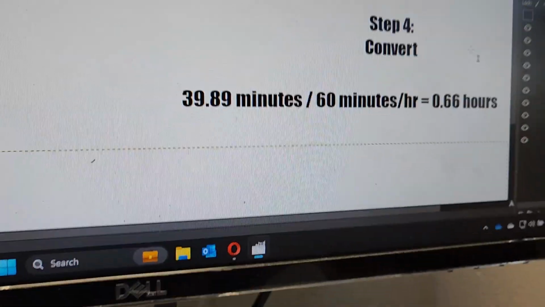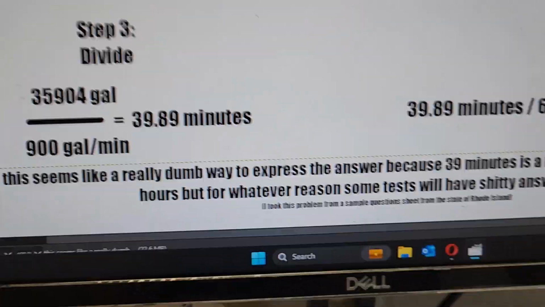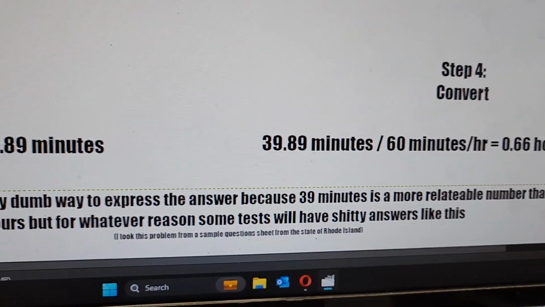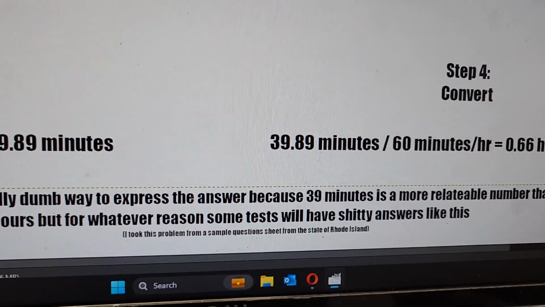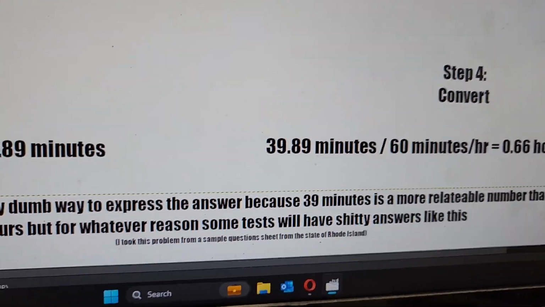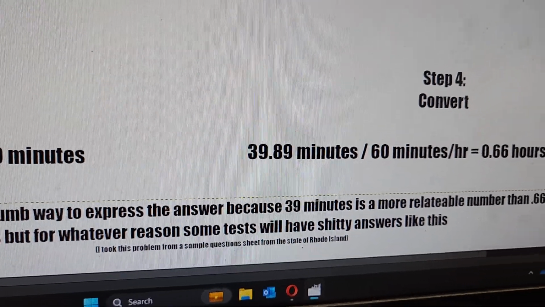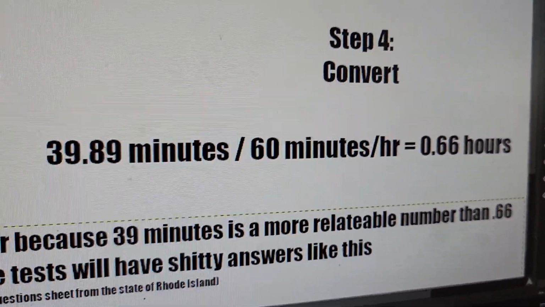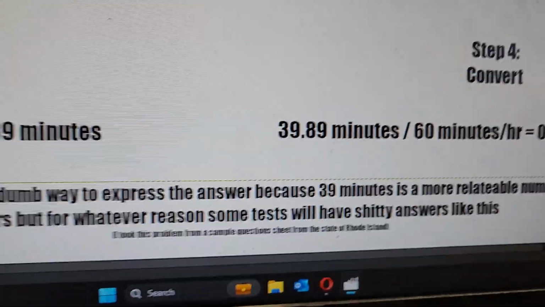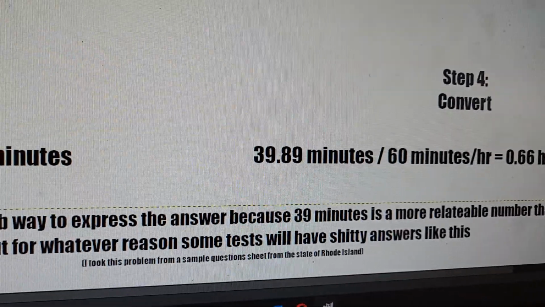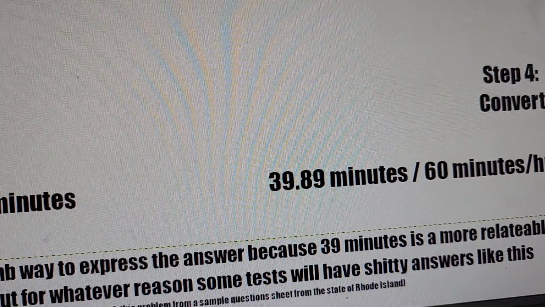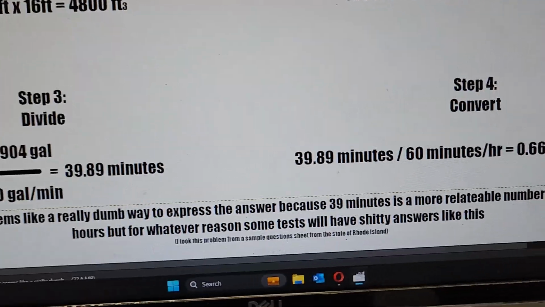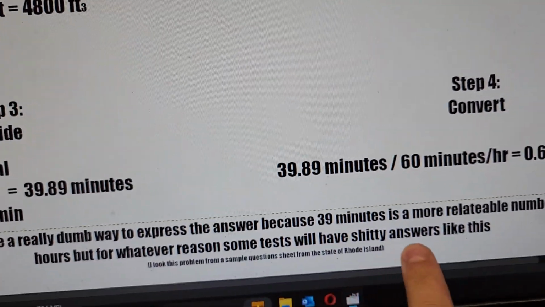One of the things I wrote as a note here is that it seems like a really dumb way to express the answer, because nobody talks about 0.66 hours when they're talking about time. You don't say, how long is it going to take you to drive here? Oh, it's going to be 0.66 hours. Telling somebody you're going to be there in 40 minutes is a much, much better deal. But for whatever reason, these tests will have answers like this.